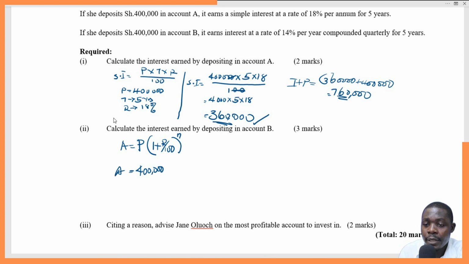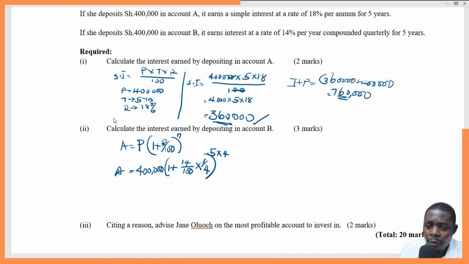That's amount into 1. 1 is constant. R is 14 over 100. But remember, there is one thing. We are told it is computed quarterly. If it is quarterly, I write here 1 over 4. That is quarter. But remember now, it is 5 years. This particular quarter, you multiply here by 4. If it is semi-annually, you multiply here by half, and we bring 2 here. We multiply there by 2.